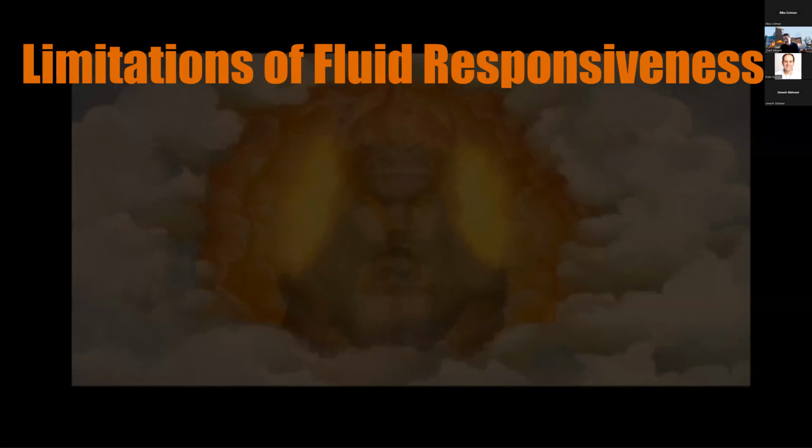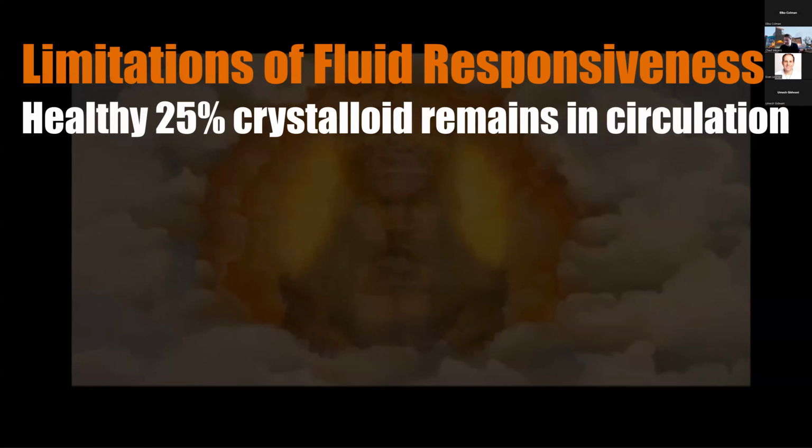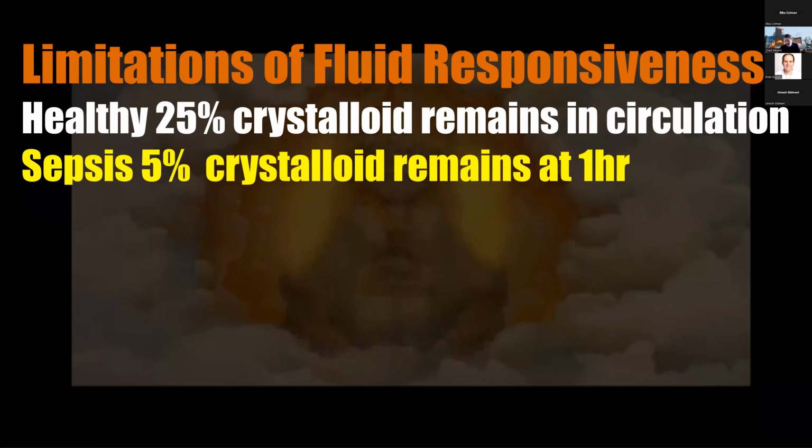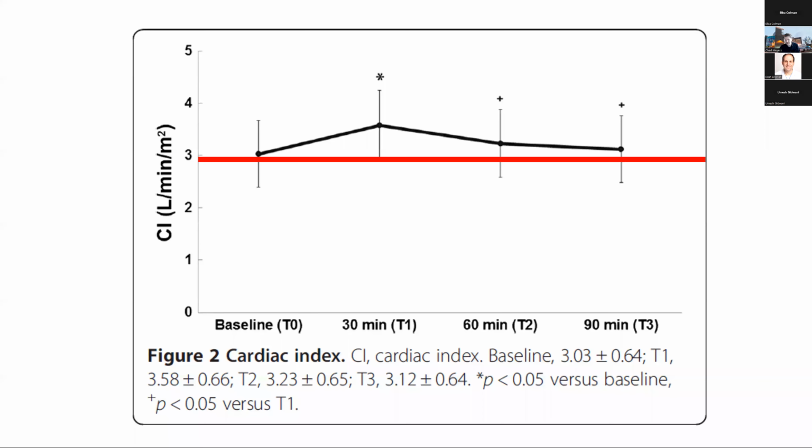Now, you can come up with some limitations of fluid responsiveness that maybe explain the lack of benefit. Partly, very little of the crystalloid that we even give to healthy patients remains in circulation. And it's been measured even less, around 5% estimated crystalloid remains in the circulation an hour after administration. And this is also what was demonstrated by Nunez back in 2014.